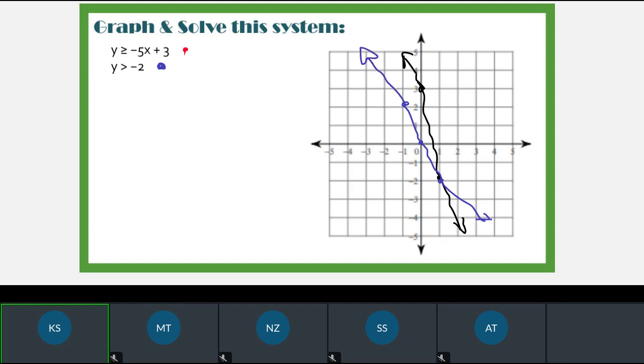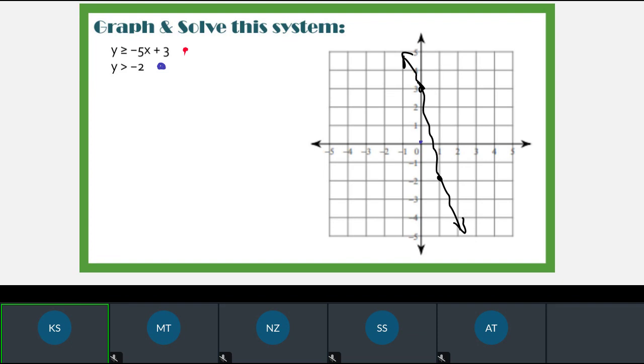Okay, so 1 second. AJ, do you mind if I show you real quick the actual line and then you can do the shading? Is that okay? Yeah, go ahead. All right, so Amari's got her line correct. She's working on her shading. So she's either going to shade to the left or the right.